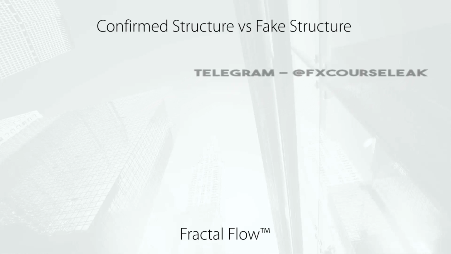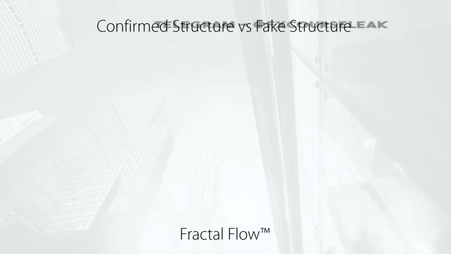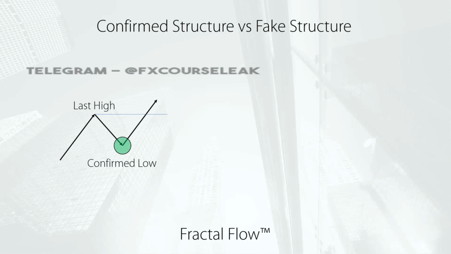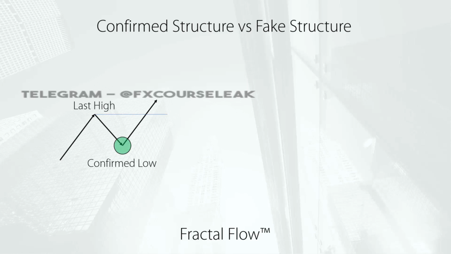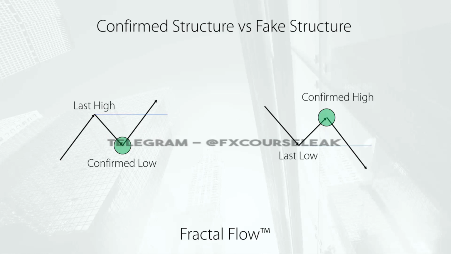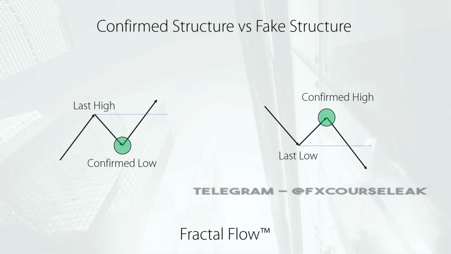A confirmed market structure, as was alluded to in the beginning, is an undeniable fact in the charts. For example, a low is only confirmed when price surpasses the last high. By the same token, a high is only confirmed market structure when price surpasses the last low. That's fine, but there is a very important catch here that adds another layer of complexity to this story.